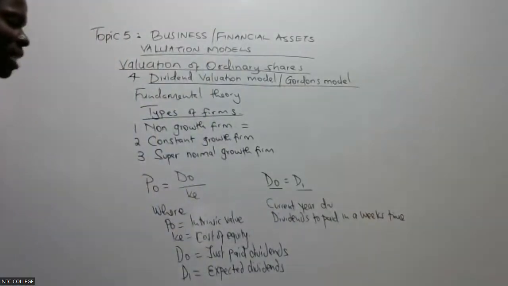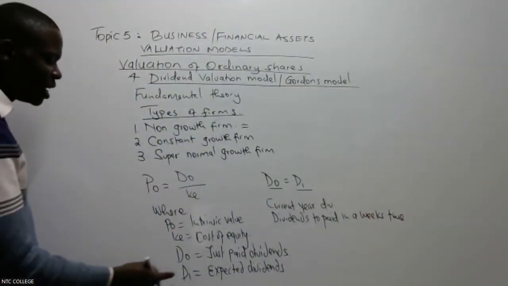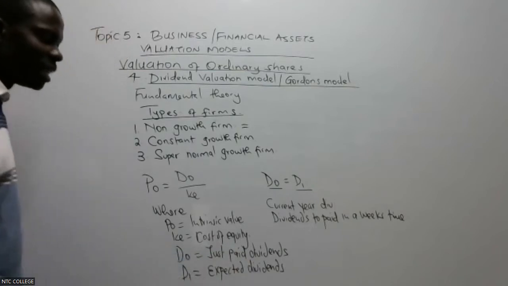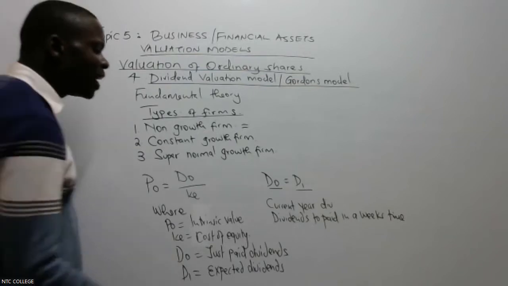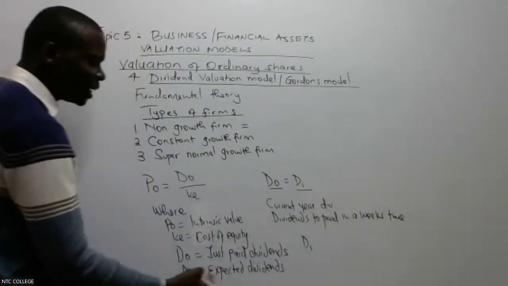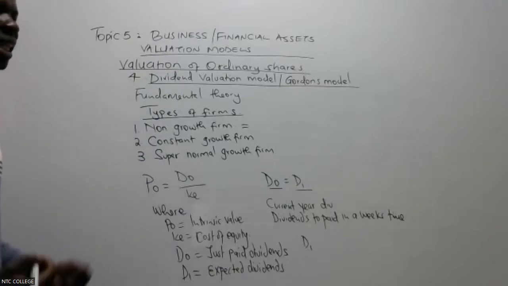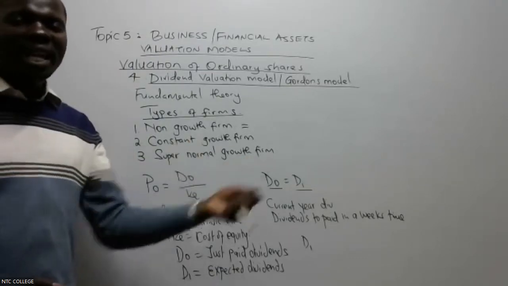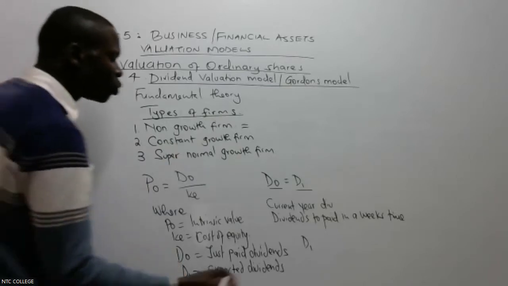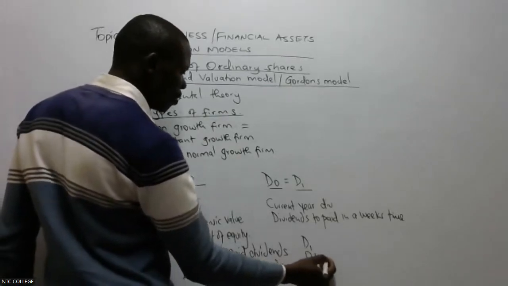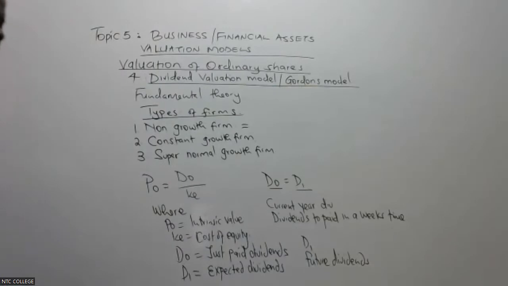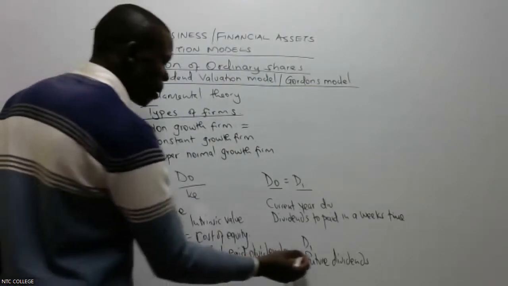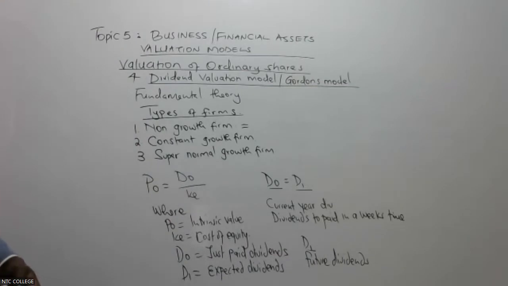Dividends to be paid in a week's time, or the just paid dividends, will always be represented by D0. Then our D1 here is the expected dividends, the dividends that we are expecting to pay in the next financial year. Another person will call it the future dividends. So all those will always describe our D1. I believe we are together up to that point.